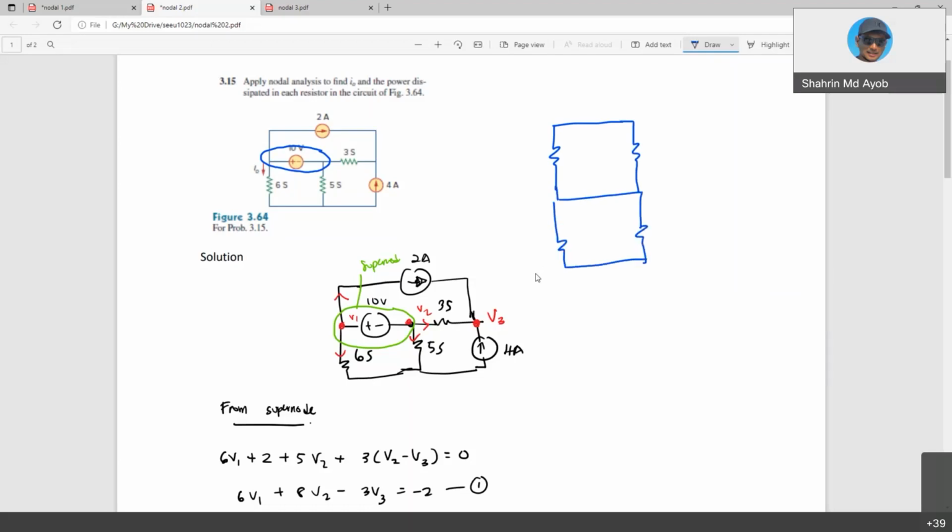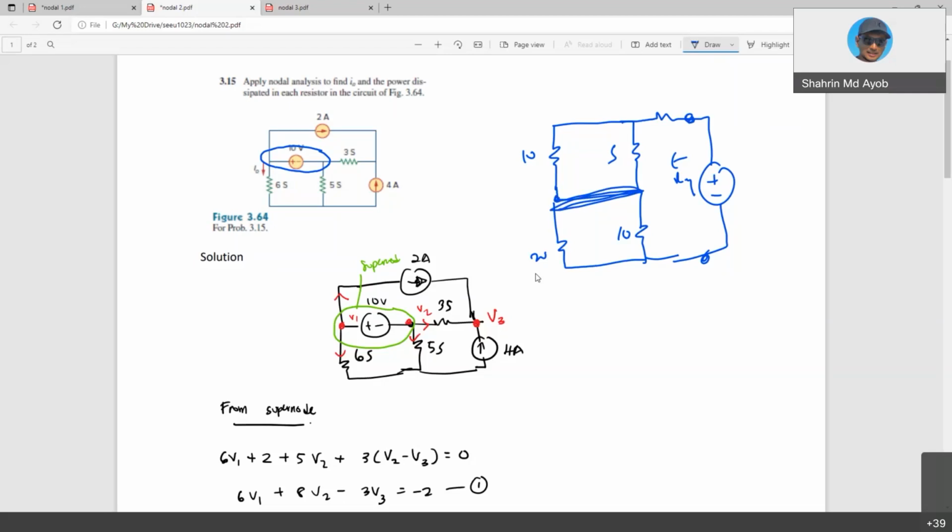For example, this circuit. You need to calculate the R equivalent from this point to this point. With 5, 20, maybe this one 10. Some of you might be confused: is it parallel or series and so on?